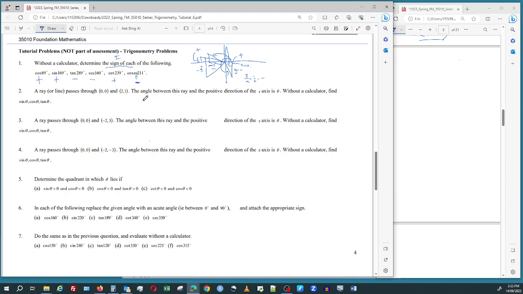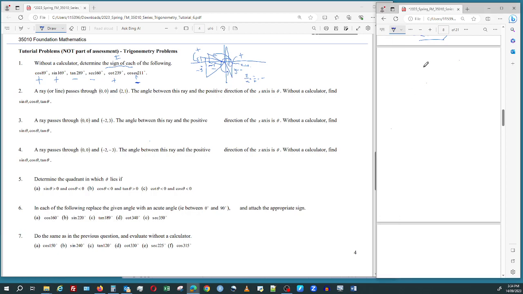Alright, a ray or line passes through 0, 0 and 2, 1. The angle between this ray and the positive direction, without a calculator, find sine and cos. Okay, so let's put that here. So we've got our 0, 0, there's our origin. And 2, 1, x is first, so we go out 2. And 1 is second for y. So that's the ray there. So we've got a side x of 2 and a y of 1.